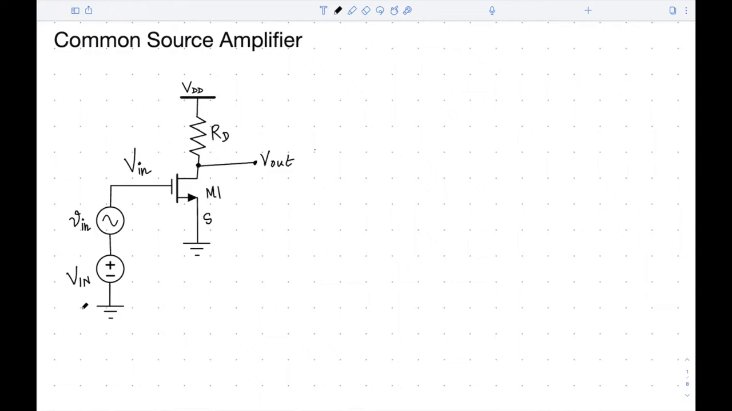So now, before we analyze the gain of this amplifier, let's see what happens if I slowly vary this Vin, considering that there is no small signal. I'm just varying the input DC from 0 to VDD, and we'll see how the Vout varies. So I'll be drawing the Vin versus Vout graph. Slowly I'm increasing this input voltage.